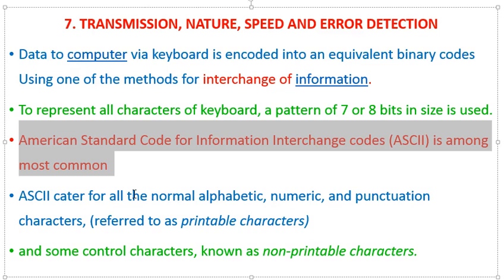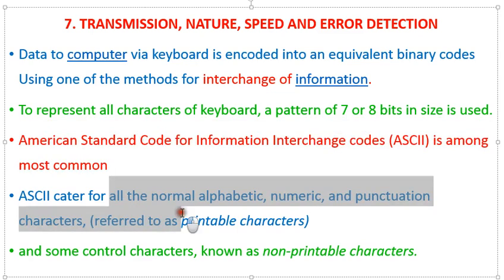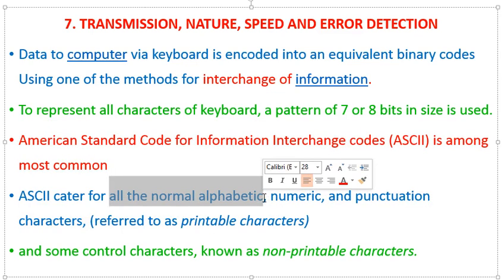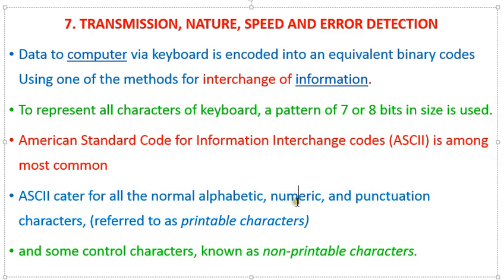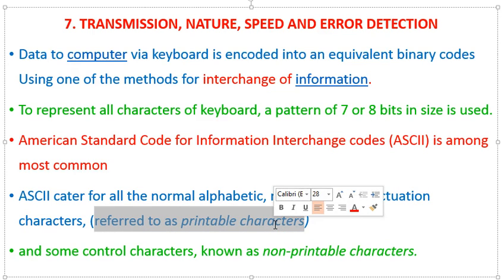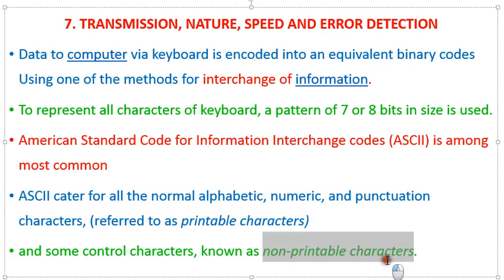And this ASCII takes care of all the normal alphabets we have, that is from A to Z, both the capital letters and the small letters. It also takes care of the numeric values, from 0 to 9, and also punctuations like commas, question marks, exclamation marks, and what have you. All these, if you combine them together, are known as printable characters, because if you press A on your keyboard, you will see it on the screen.